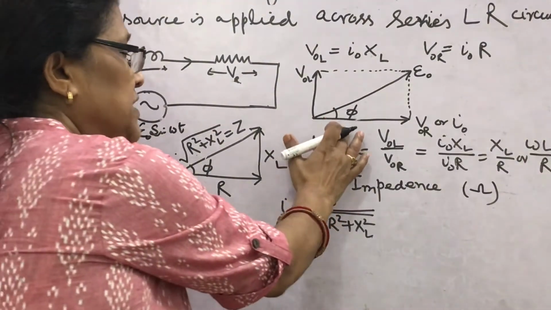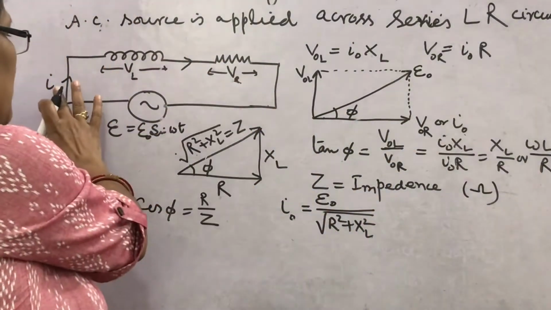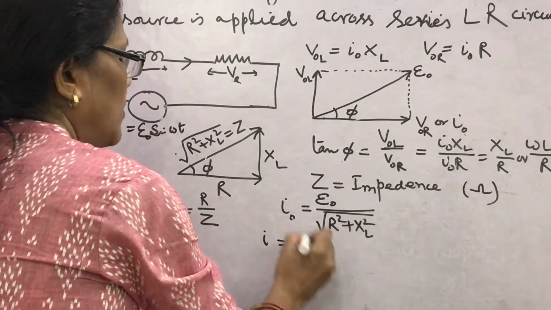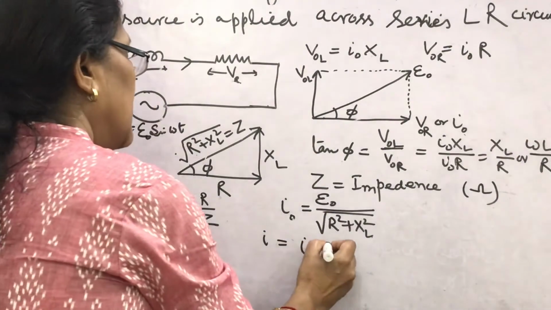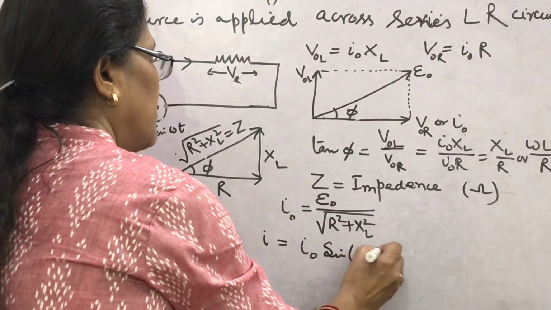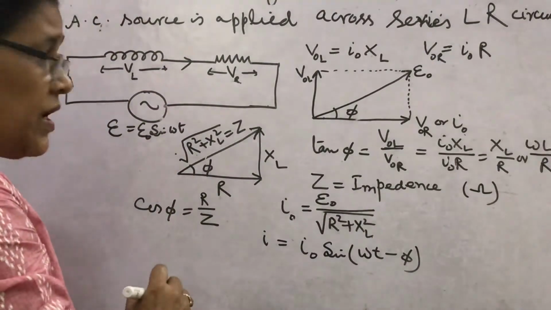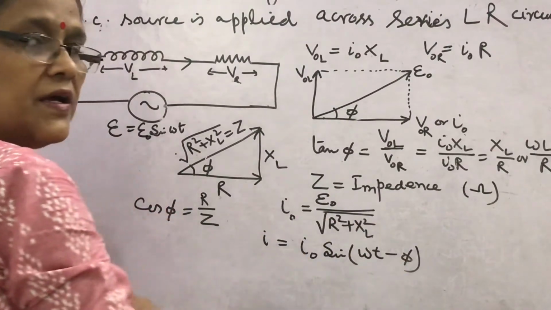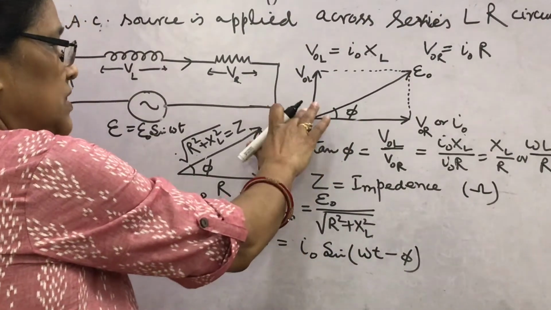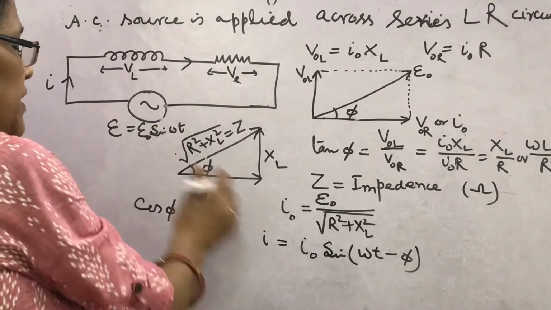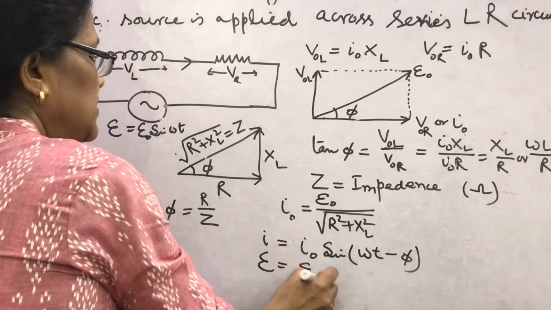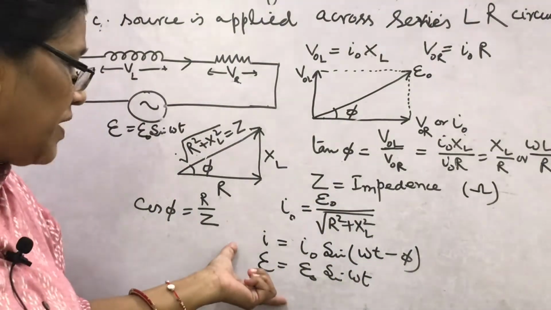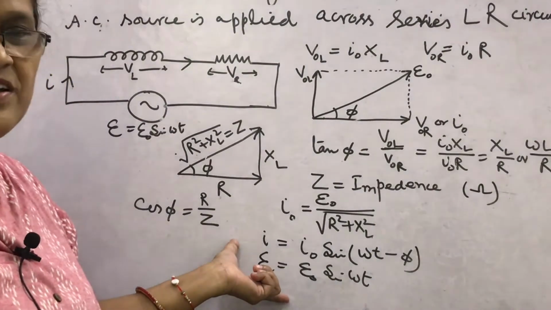What will be the equation for current in this circuit? What will you write for I? Look, simply I will be I naught sine omega t minus phi. Why? Because current lags behind the voltage by an angle phi. And the applied voltage is E naught sine omega t. So these are the equations given for this circuit. By knowing these values we will solve numericals based on it.